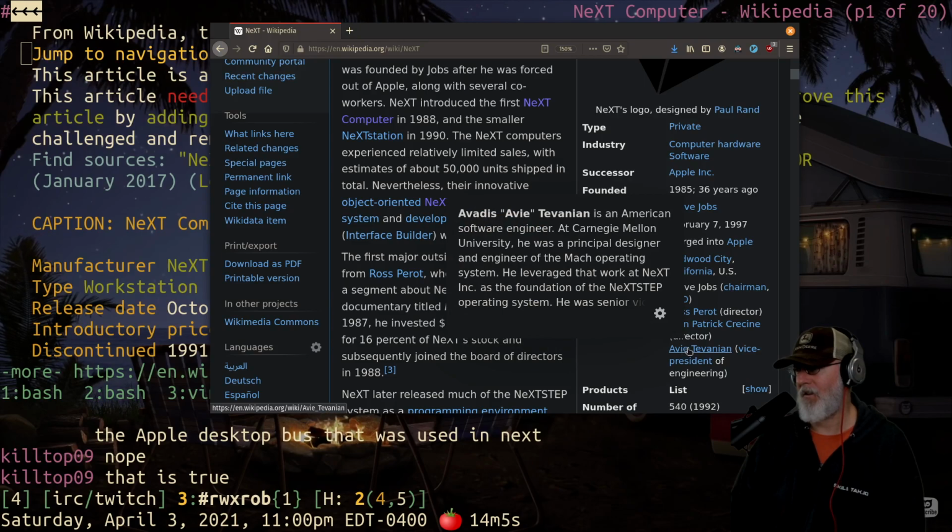Vice President of Engineering. Who is this guy? At Carnegie Mellon University, he was a principal designer and engineer of the Mach operating system. He leveraged that work at NeXT and Foundation. So that's where Mach came from.